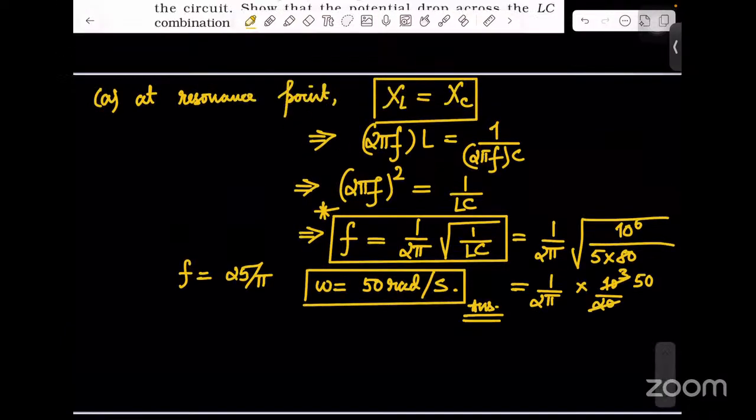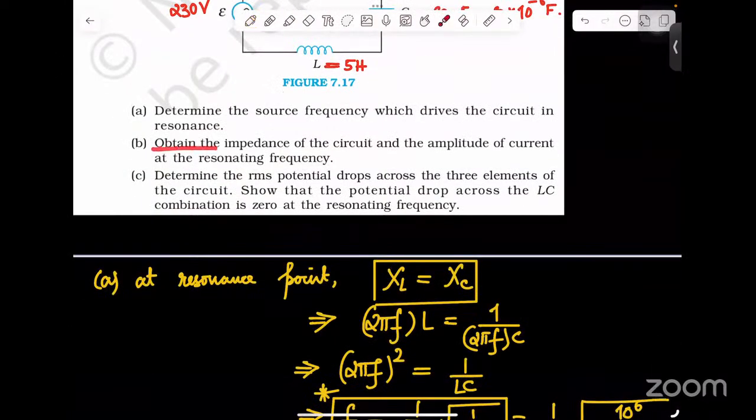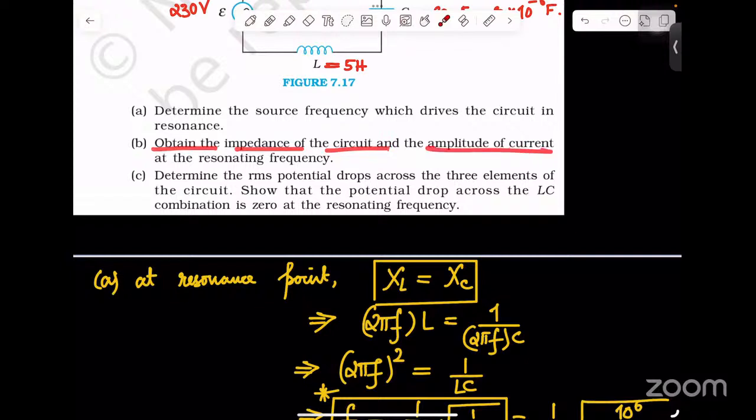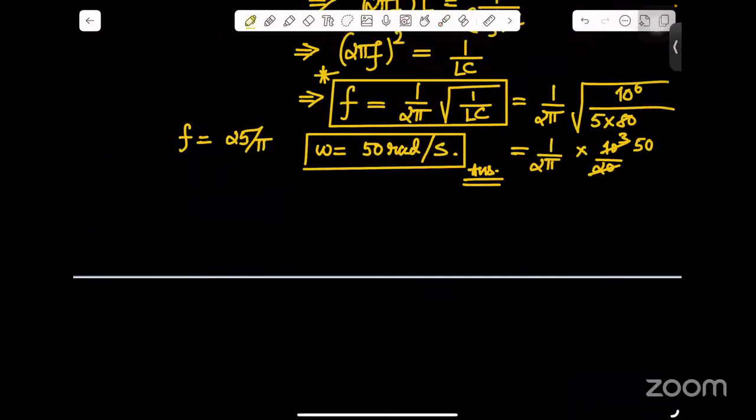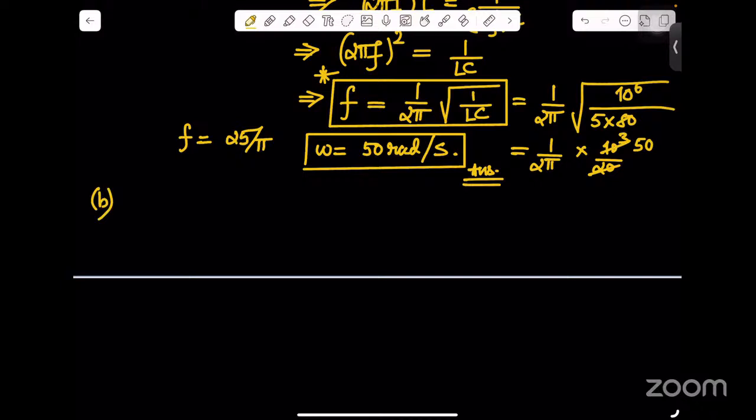So now let's move on to the second question. Obtain the impedance of the circuit and amplitude of current at the resonant frequency. Amplitude of the current means the maximum value of the current, that is I naught, not IRMS. So we have to find the impedance and the I naught. For the second bit, we have found the omega as 50 radians per second.